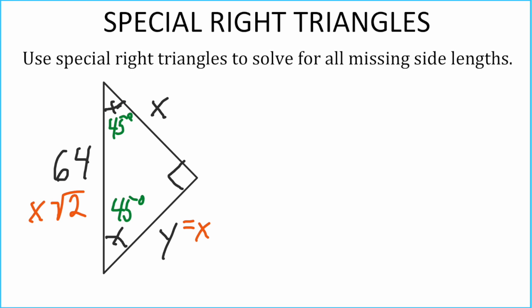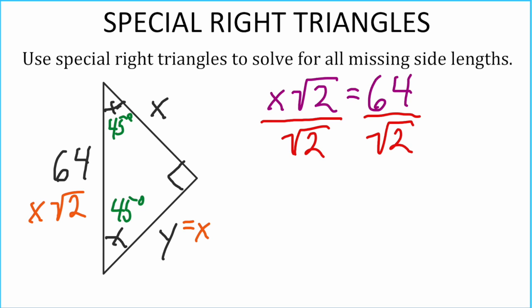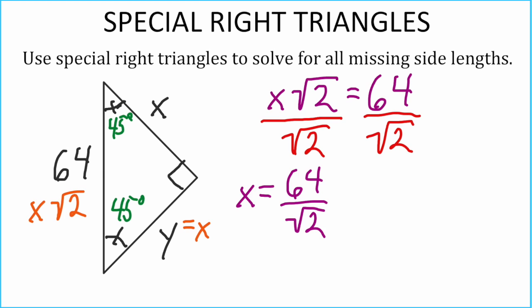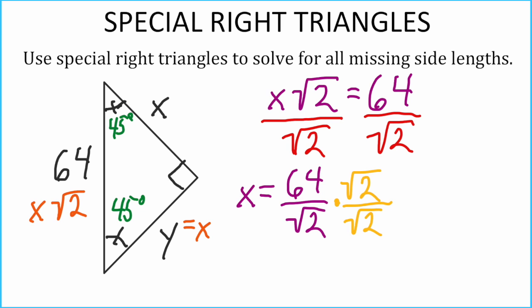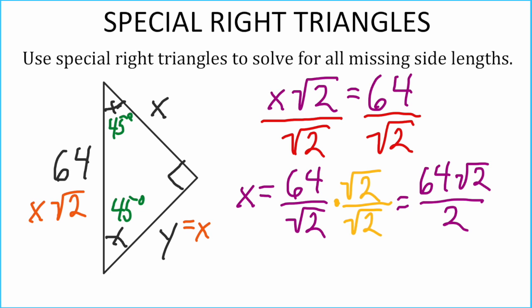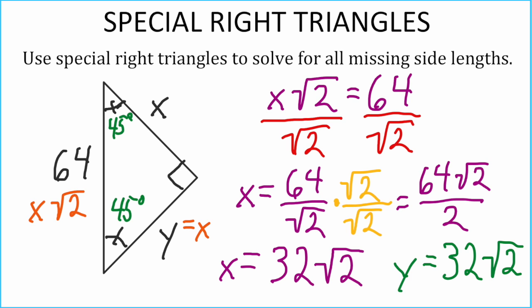You set up x radical 2 equals 64, divide by radical 2. But then when you simplify by multiplying by radical 2 over radical 2, you get 64 radical 2 over 2. And the 64 divided by 2 can be simplified. X is 32 radical 2. And y is going to be the same thing, 32 radical 2.